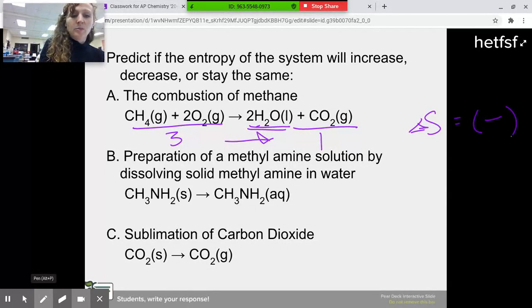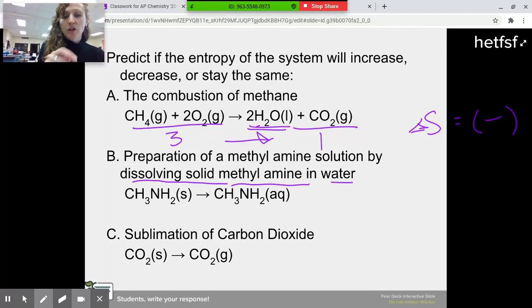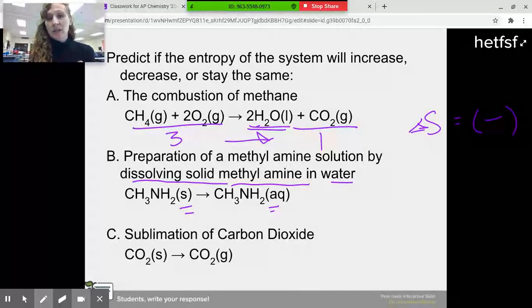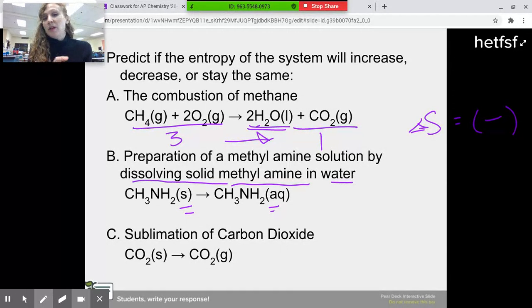On B, you're dissolving methylamine in water. So you're creating a solution, going from a solid to an aqueous, right? But the question is, is this going to be an electrolyte solution or not? If it's an electrolyte solution, you can't answer that. It may increase in entropy, it may decrease in entropy. But if it's a polar covalent molecule, you should be able to tell me the change in entropy. So methylamine, is that going to split into ions or not?